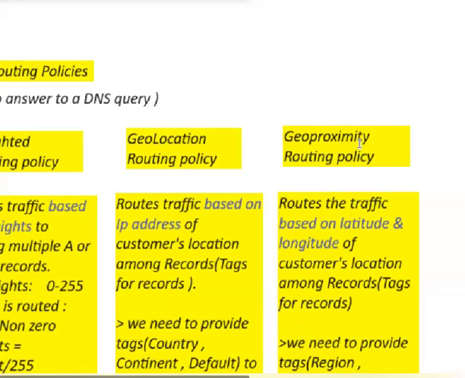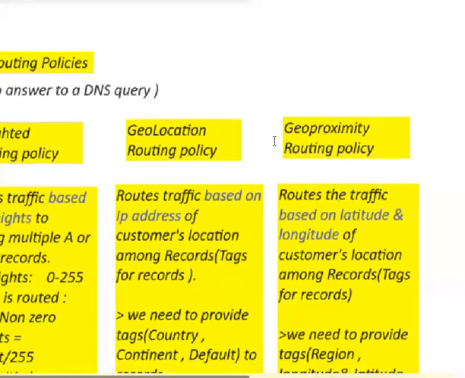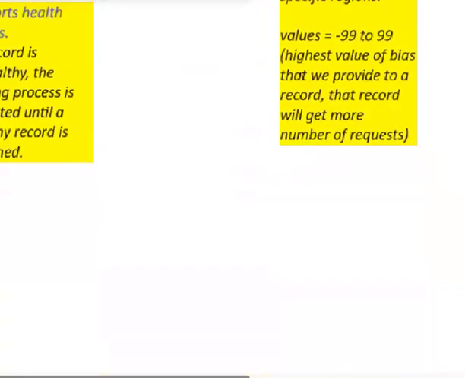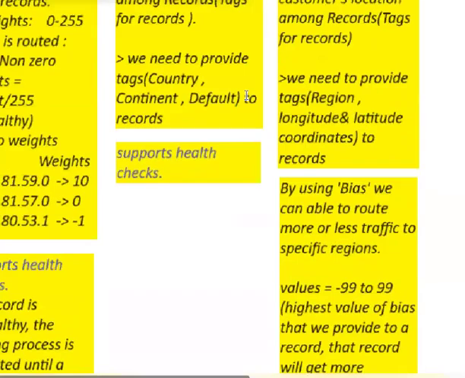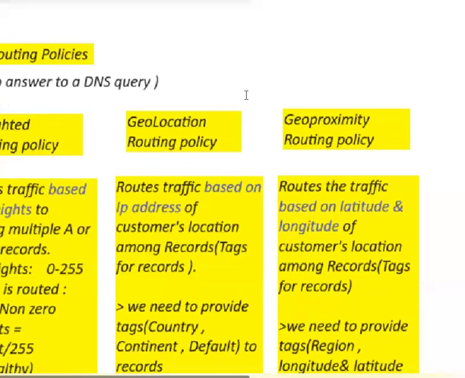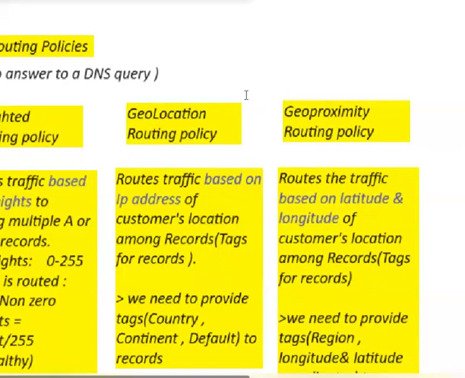Does the geo proximity routing policy support health checks or not? It even supports health checks as well. So whatever request you send will be sent to one of the records, or one of the servers, where you get the response for your query if you use this geo proximity routing policy.